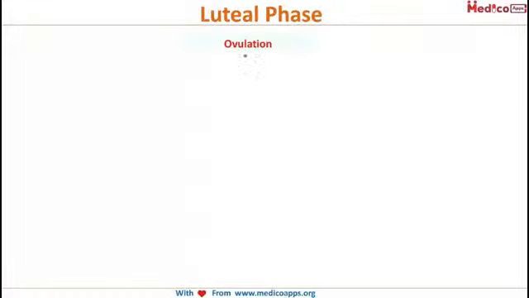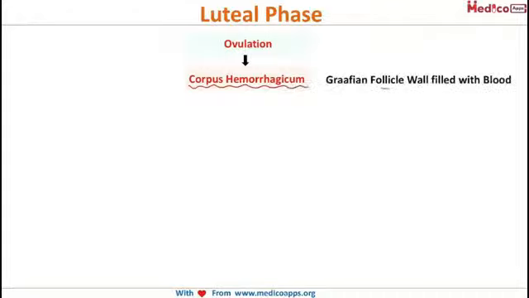Once the ovulation has occurred, it forms something called corpus hemorrhagicum. Now what is that? It is nothing but a Graafian follicle that is filled with blood. Corpus, we know corpus means body, right? Hemorrhagicum, something related to blood. So a body that is filled with blood, that is a Graafian follicle with its wall filled with blood, that is corpus hemorrhagicum. Now this blood forms into clots after some duration.